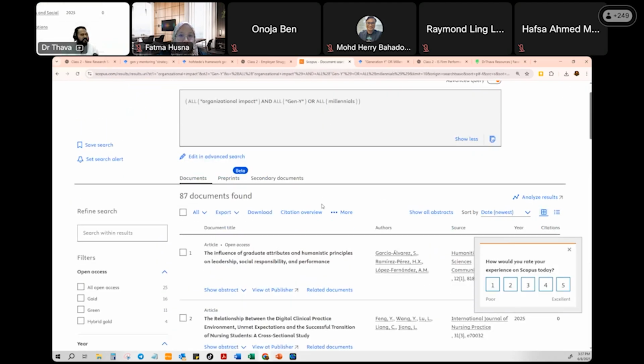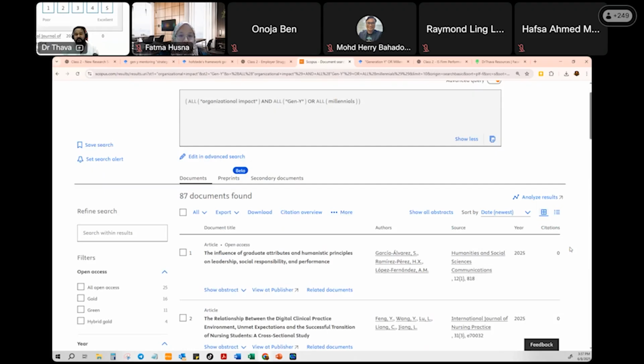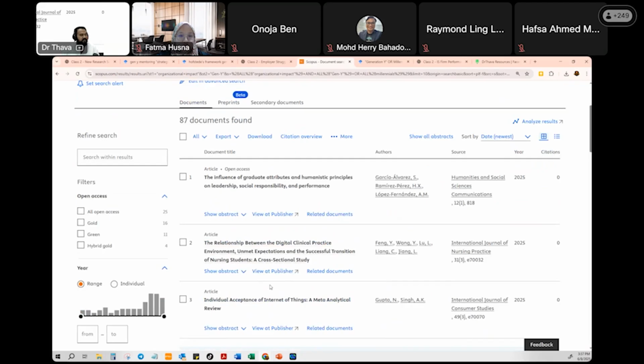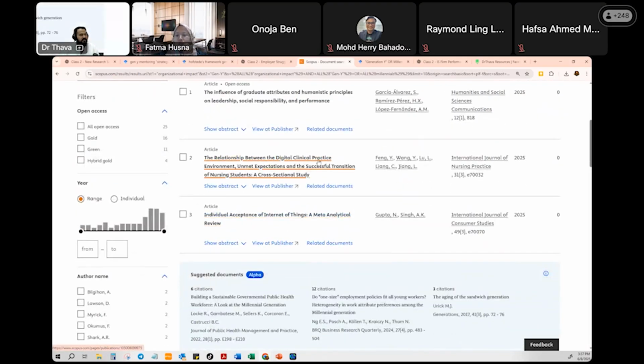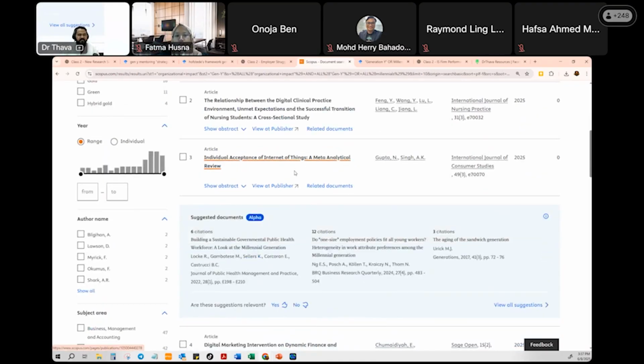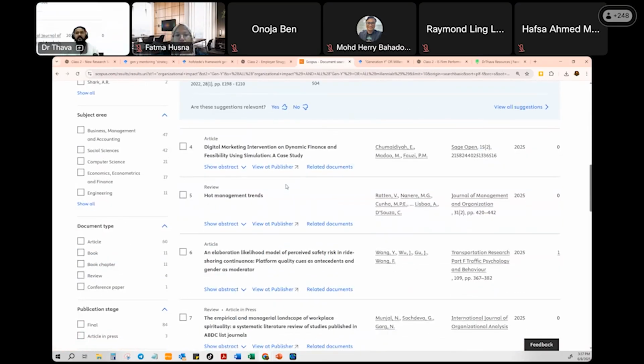From the search, I found 87 documents because the search is very precise. So we get only 87 documents and we can go through it. Just quickly read. The influence of graduate attributes, humanistic principle, leadership, social responsibility, not really relevant. The relationship between digital clinical practice environment, not really relevant. Individual acceptance, not really relevant.